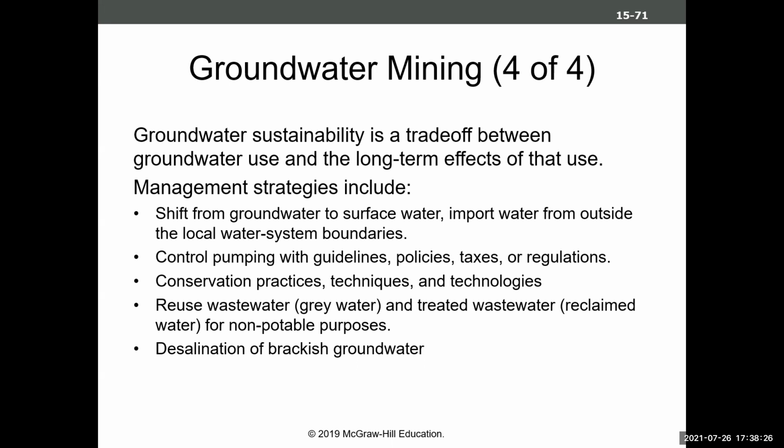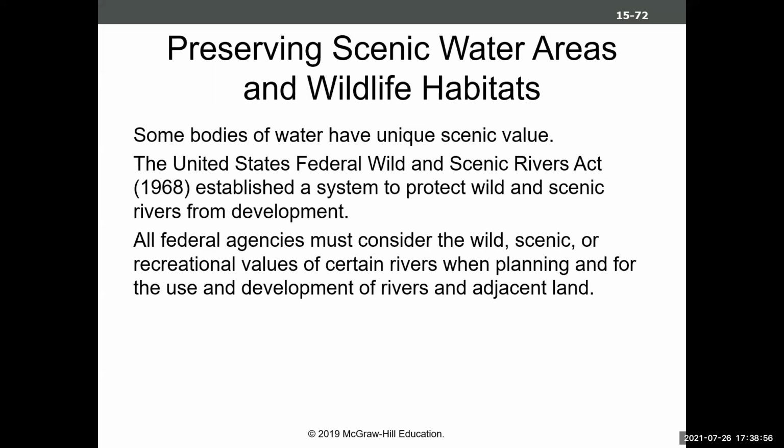There are different conservation practices that we could impose. We could reuse our gray water, so like water you use that you wash with or you wash dishes with, you could reuse it in some way. You could treat that wastewater, so reclaim it, basically use it for non-potable purposes, and maybe look at desalinization. So like brackish water, but desalinization is pretty costly and expensive technology currently.